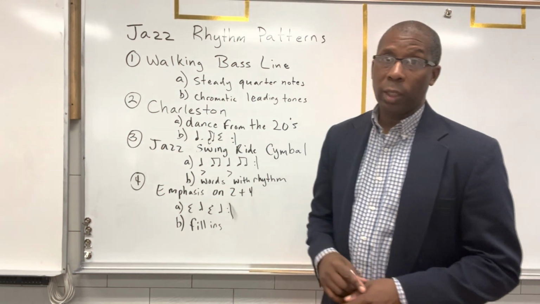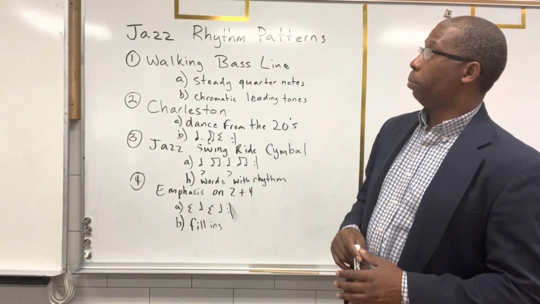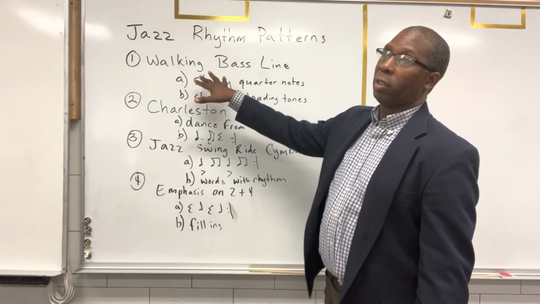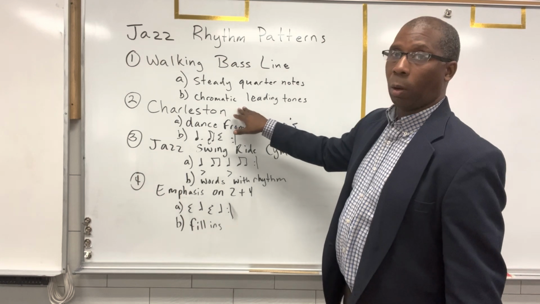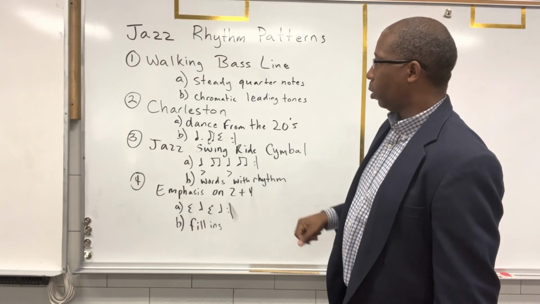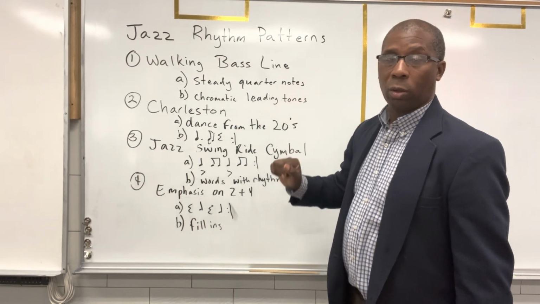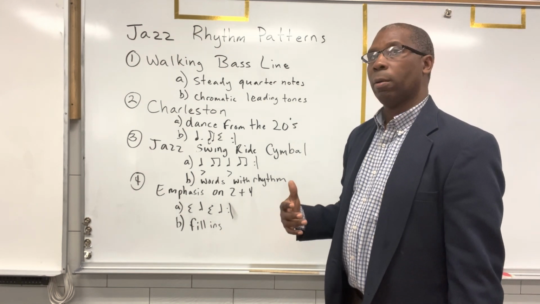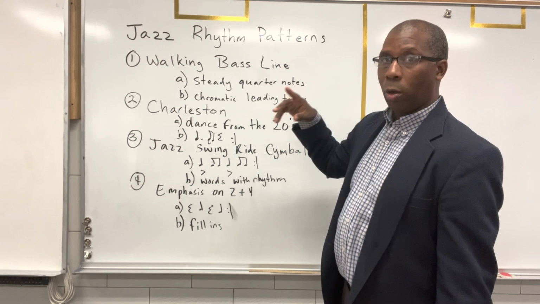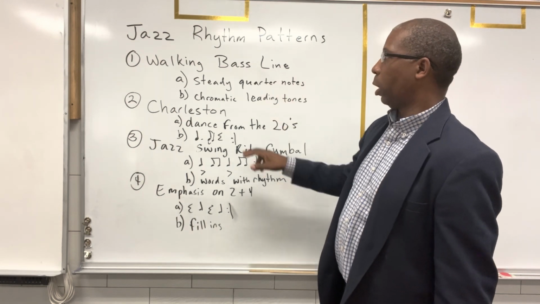All right, here's a recap of jazz rhythm patterns. Number 1, you have to have a walking bass line with steady quarter notes using chromatic leading tones. Now, those steady quarter notes, you can throw in occasional 8th notes and a 16th note, but predominantly it's going to be walking quarter notes, okay?